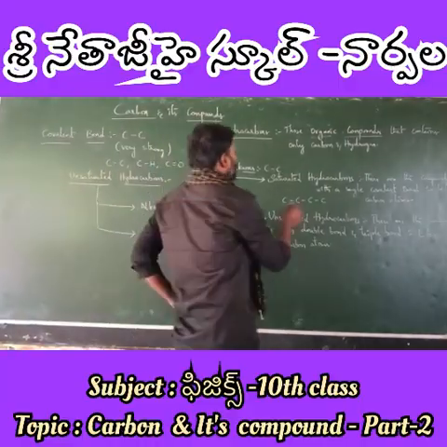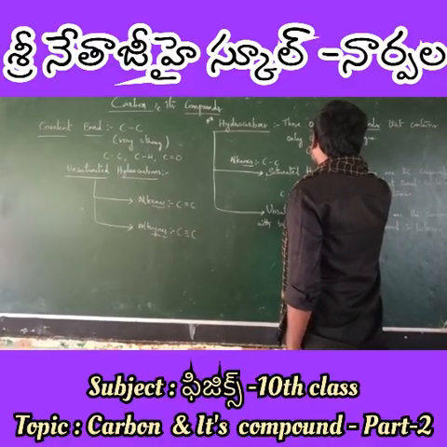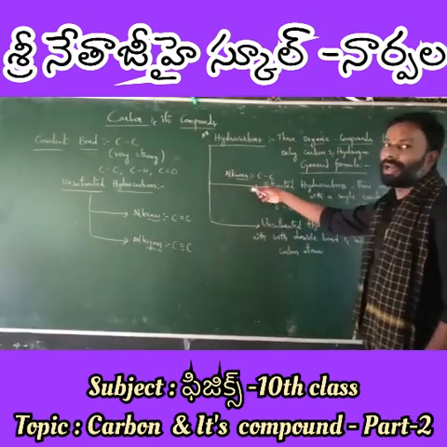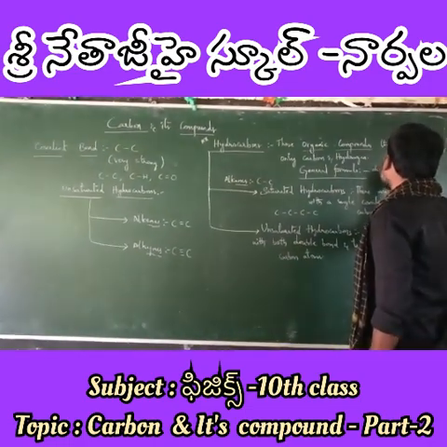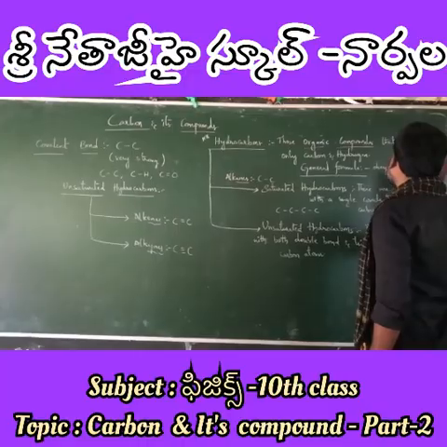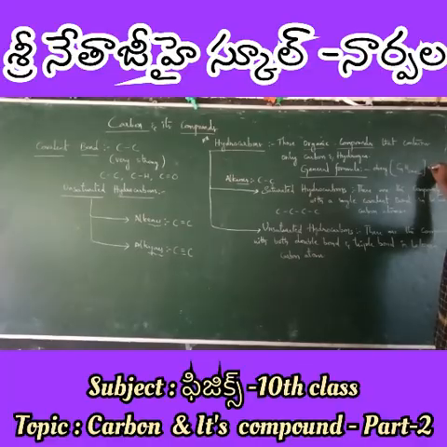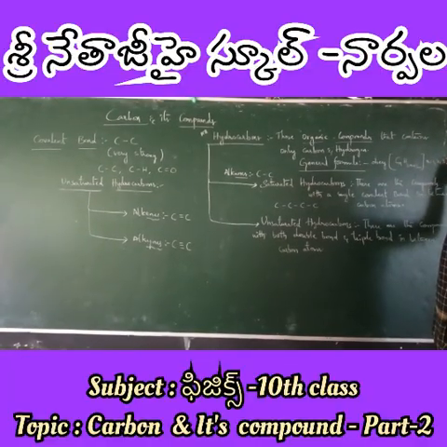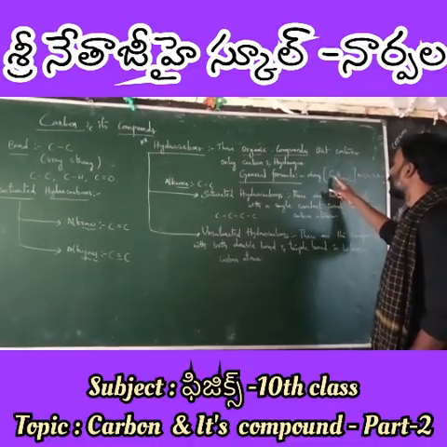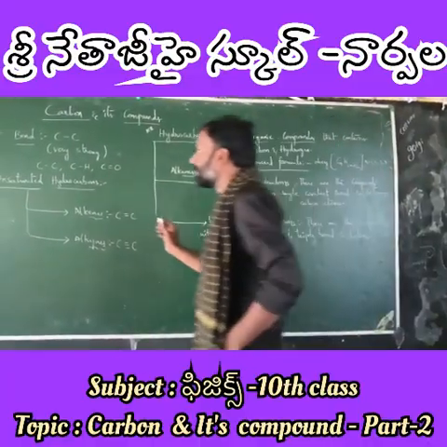So here we must know the general formula. All alkanes must obey the general formula CnH2n+2. This is very important, guys, where n is equal to 1, 2, 3, 4, and so on. C represents carbon, H represents hydrogen, where n is equal to 1, 2, 3, 4, and so on. It cannot be 0, right?